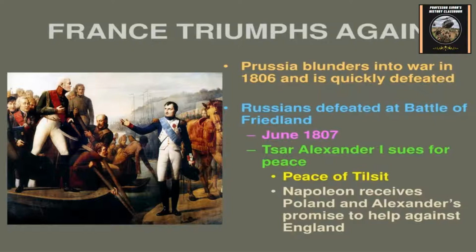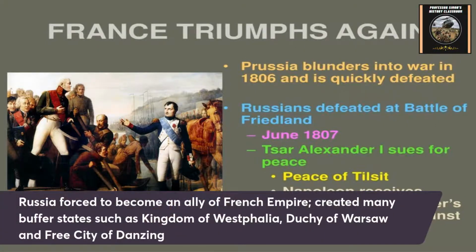Another thing that's famous about the Peace of Tilsit was it also created these buffer states. The Kingdom of Westphalia was created in Western Germany, where he put his brother on the throne, Jerome. Jerome Bonaparte was put in power there. The Duchy of Warsaw was created, which was this idea of a Polish state that Napoleon believed needed to be in Europe. And so he created that. And then he also created the so-called Free City of Danzig, which is now part of northern Poland today.